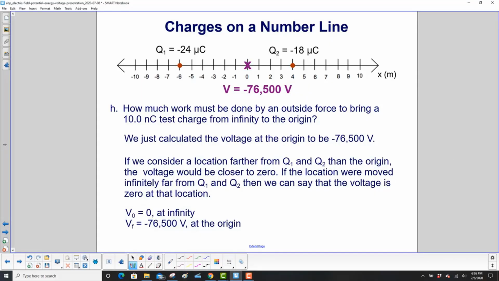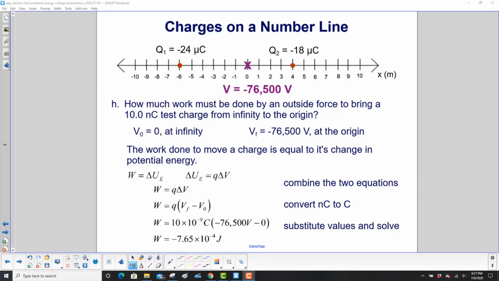Finally, for this particular question, how much work must be done by an outside force to bring a 10 nanocoulomb test charge from infinity to the origin? We just calculated the voltage at the origin to be this negative 76,500. So if we consider a location farther from Q1 and Q2 than the origin, the voltage would be closer to 0. If the location were moved infinitely far away, then we can say that the voltage is 0 at that location. So we have our voltage where our little journey starts is 0 at infinity, and it will be negative 76,500 volts at the origin.